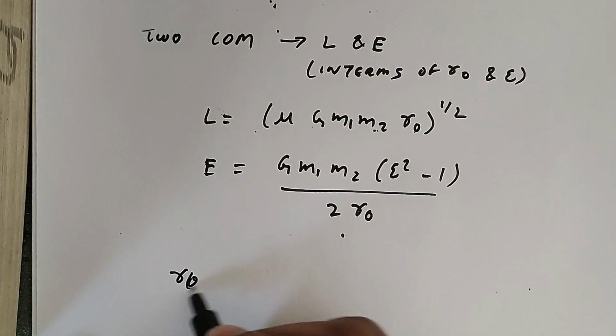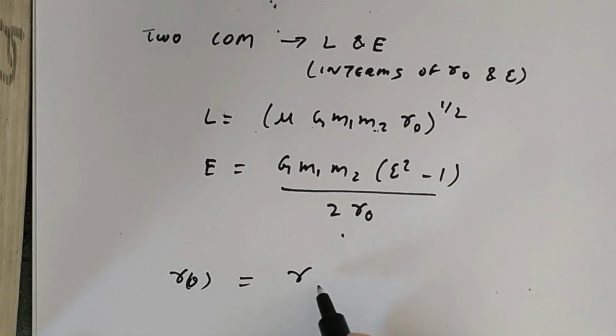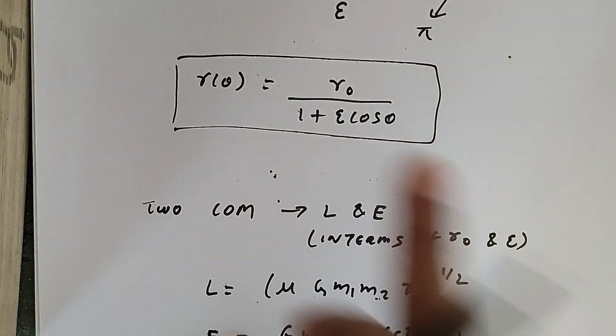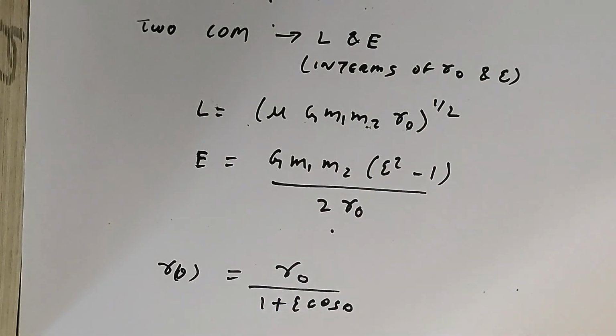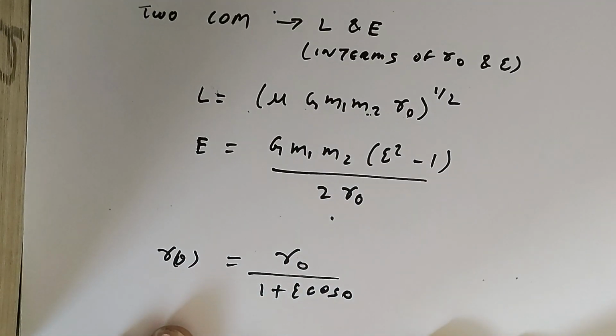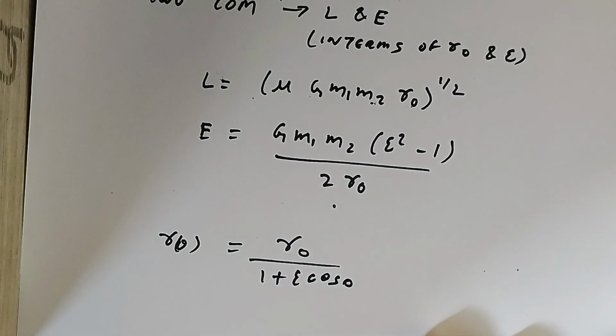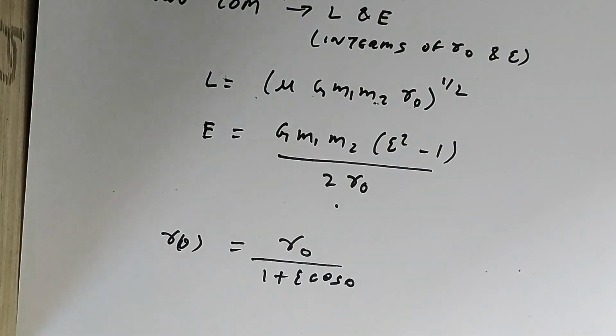Now my R as a function of theta is R naught upon 1 plus epsilon cos theta. See this equation. This particular equation is the equation of a general conic section. Right, exactly. Now you can see why I defined it as semi-latus rectum. See, it was because epsilon and R naught are part of the conic section. You need to have a strong background in conic sections.